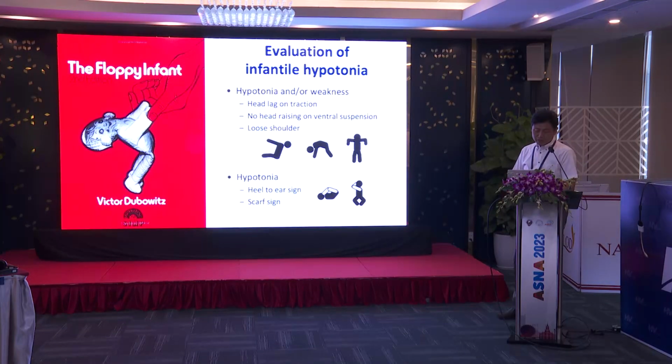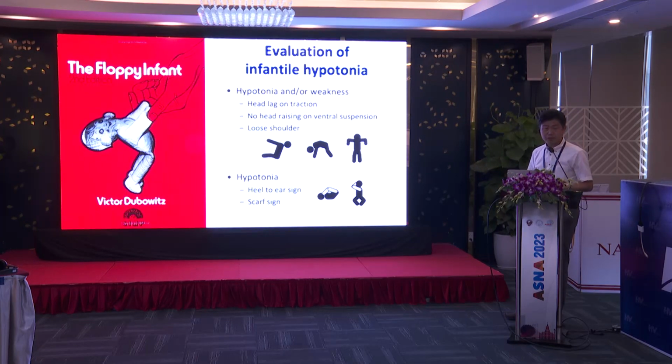Okay, then I'd like to discuss floppy infant. This is more difficult for adult neurologists, but of course, for pediatricians, very important. Actually, there are several ways to show hypotonia, congenital or infantile hypotonia. The typical one is head lag on traction, and also no head raising on ventral suspension. And often, if you hold the patient like this, by the shoulder, they always show loose shoulder. And of course, the heel to ear sign or scarf sign are all listed as signs of floppy infant.